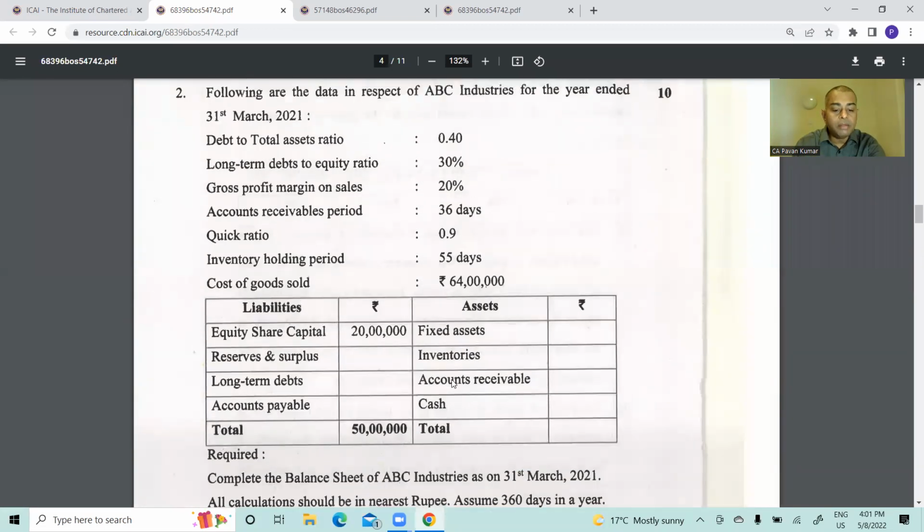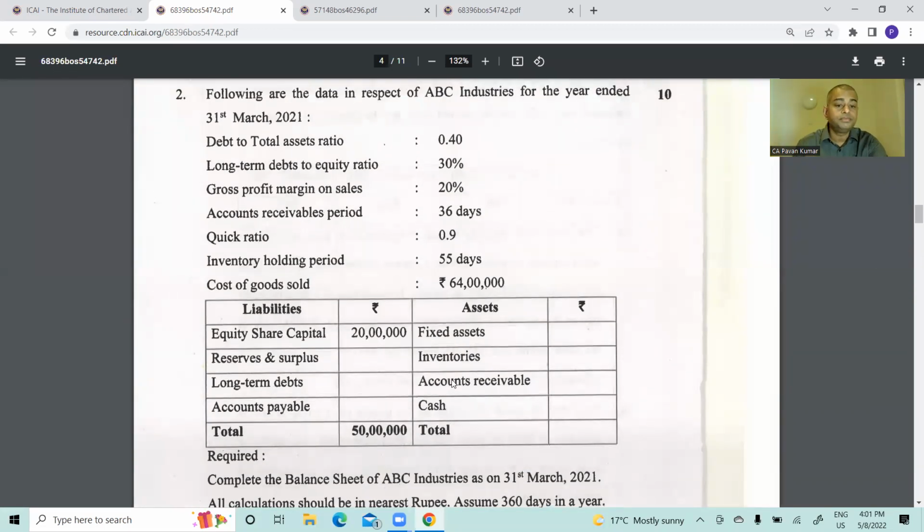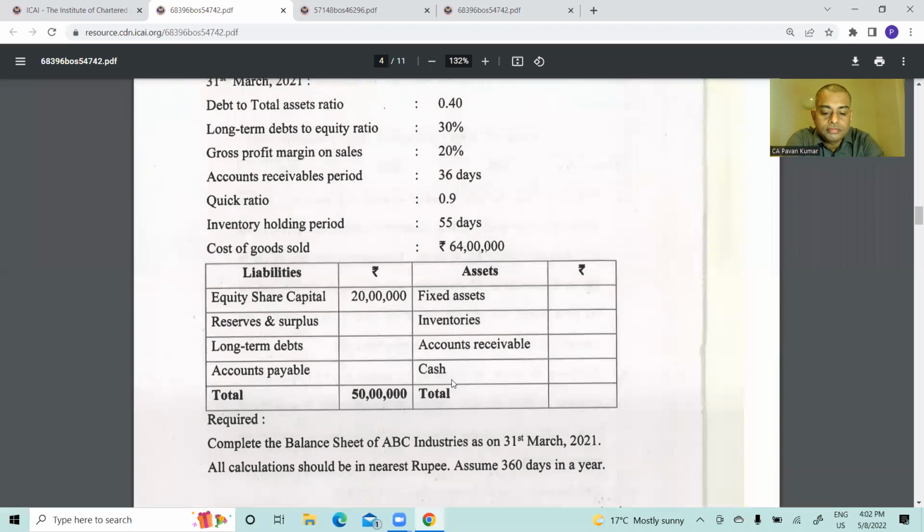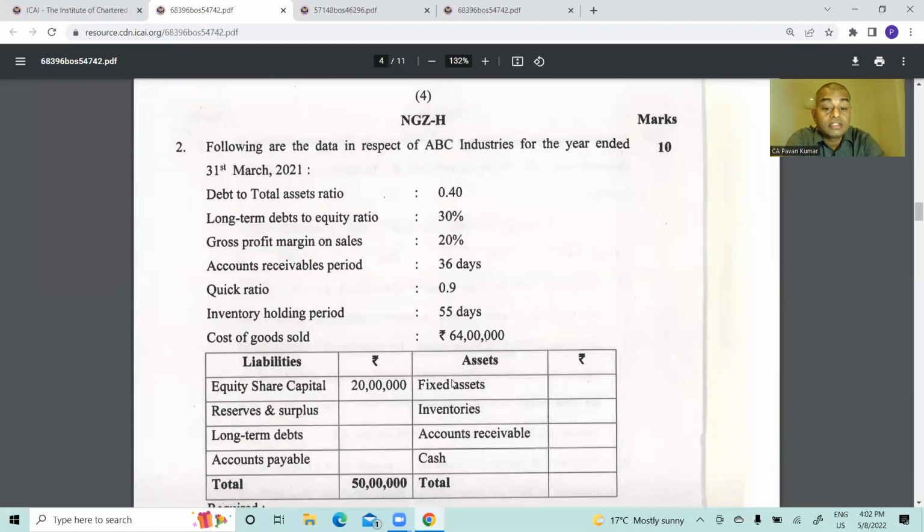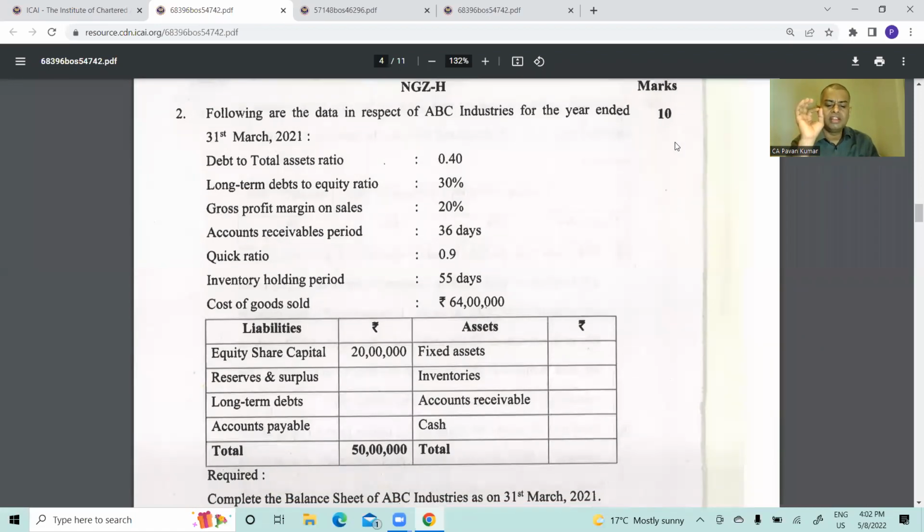Now read this and tell me which question it is. Question number 2. Ratio analysis. What is the weightage? 10 marks, dude. Trust me, even if you have prepared, not in exceptionally effective way, like a normal mediocre student, you prepared ratio analysis, this problem can be solved within 4 minutes and you can get minimum 8 marks.